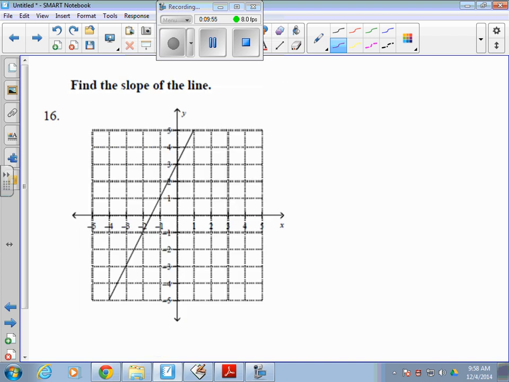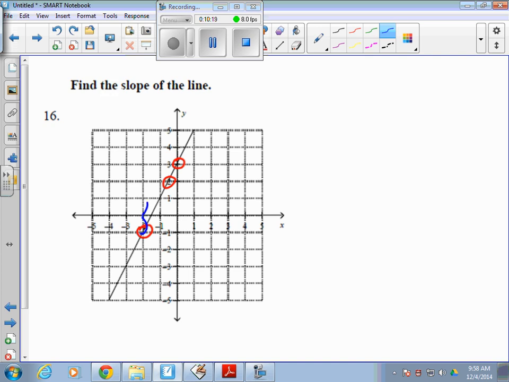Graph that equation. Number 16 tells you to find the slope of the line. Toughest part about this, identifying 2 good points. What I mean by 2 good points, don't use that point right there because it's in the middle of x values. This is a good one to use right here. This is a good one to use right here. So if you just count them, you could have used different ones besides those.